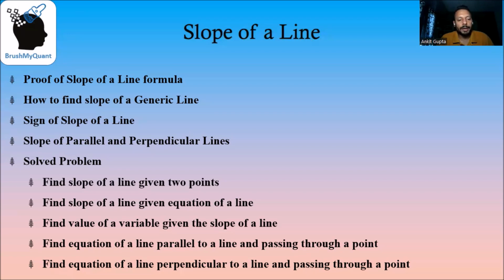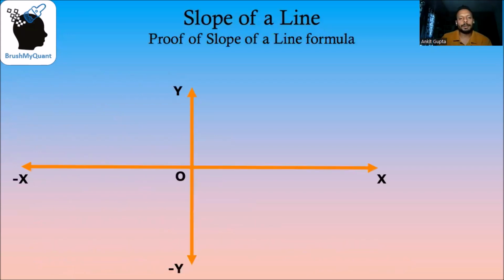We'll start with finding slope of a line given 2 points, given equation of a line. We'll try to find a variable given the slope of the line. Then finding equation of a line parallel to a line and passing through a specific point. And the similar thing we'll try for a perpendicular line also. So let's start with proof of slope of a line formula.